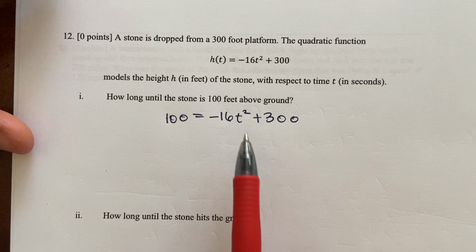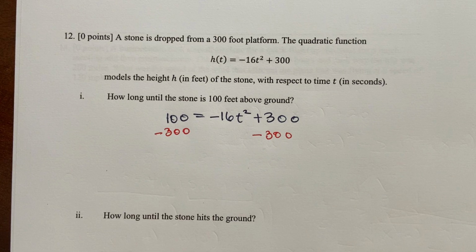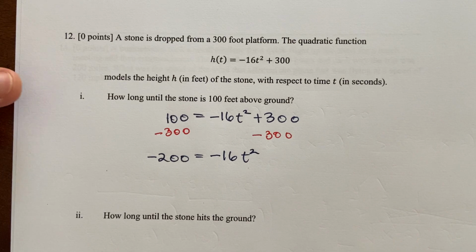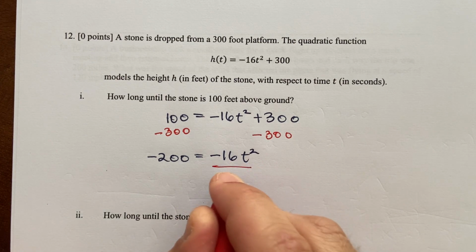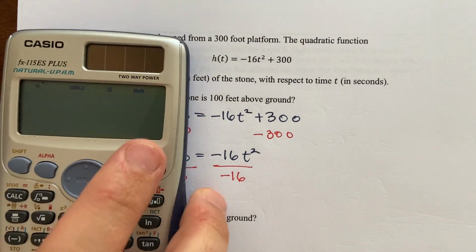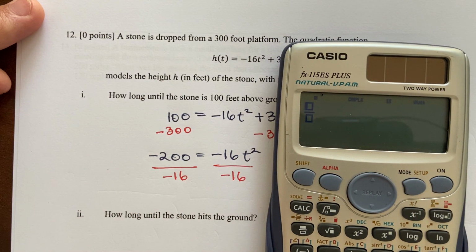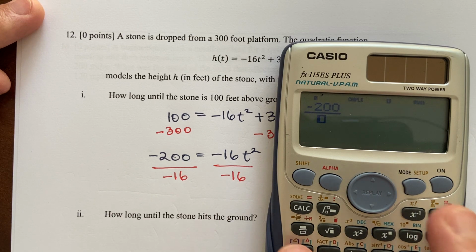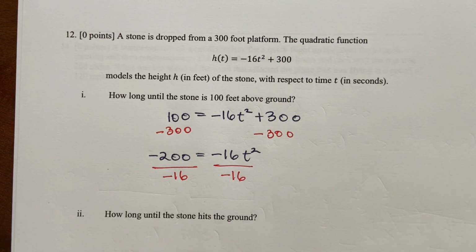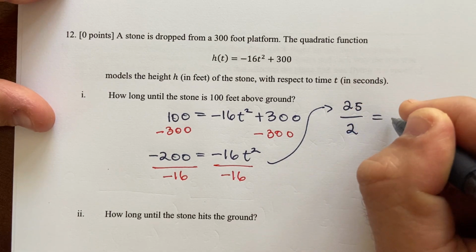That's one way of doing this. So I'll go ahead and subtract 300. We would have -200 equals -16t squared. Again, we're isolating t squared, so divide by -16. I'm gonna type that in real quick just to get helped out with the arithmetic. This -200 over 16, let's see what that is. -200 over -16 reduces down to 25 halves. So I have 25 halves equals t squared.